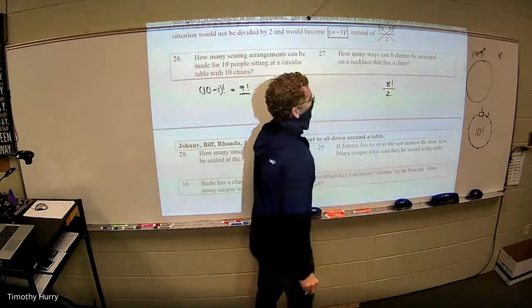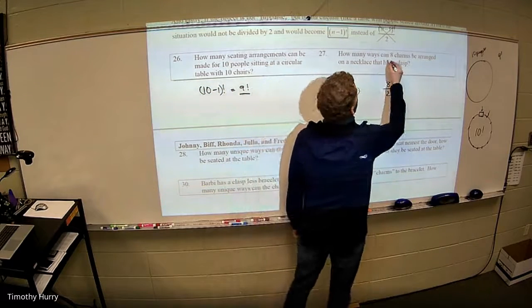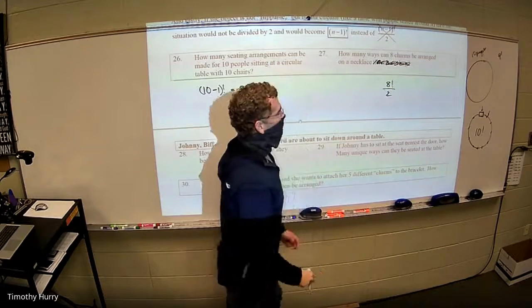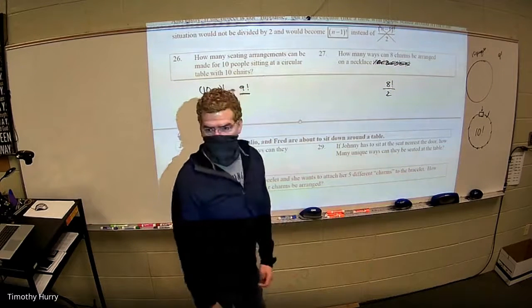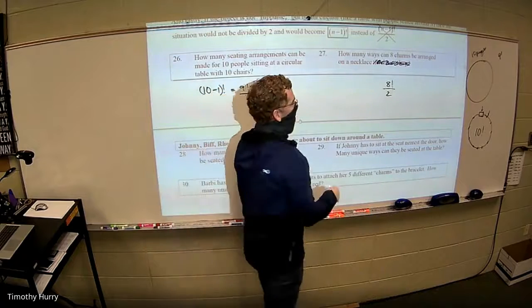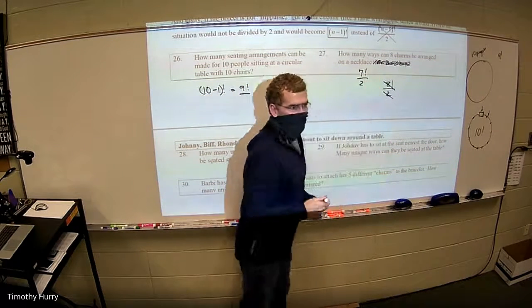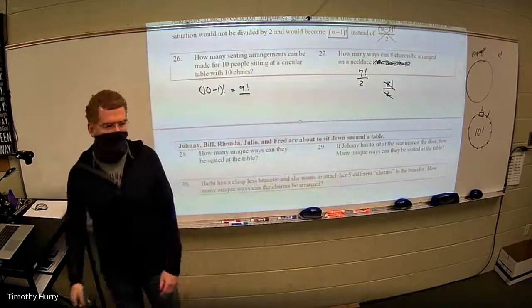Divide by 2. But if I get rid of this phrase, has a clasp, if I just say how many ways can 8 charms be arranged on a necklace, and that's all I have, what would you do then? Yeah, 7 factorial over 2. So it's really not overly complicated, I don't think.